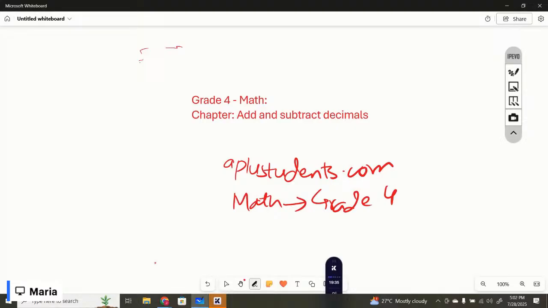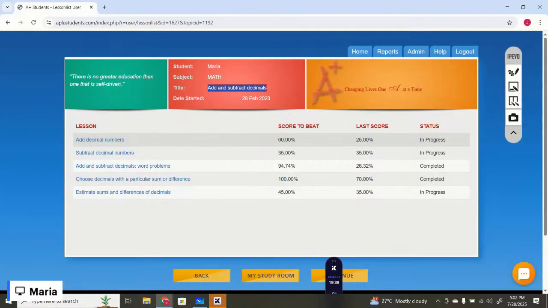Here I'm on grade 4 math. We're going to start with the chapter decimals. Let's just start with the first lesson, that is add decimal numbers.